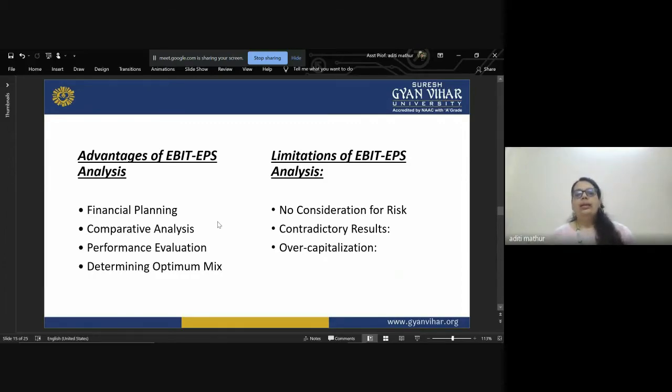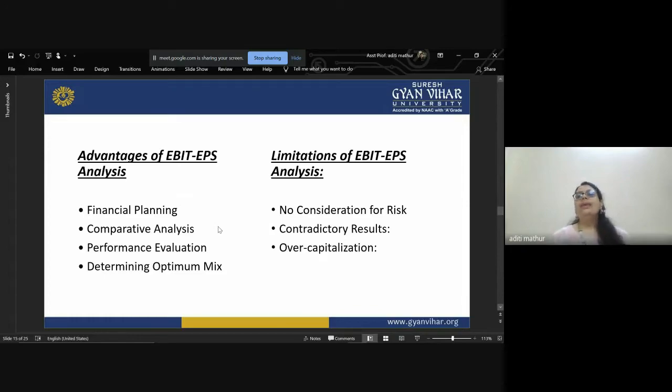Then in the second limitation, we actually contradict our results as well. Many a time there is a situation when you have two plans with the same EPS, right? And then it comes to your indifference level. This is the point at which management has to take a very bold step, because in both the plans the EPS will be the same. The third limitation is overcapitalization. With this approach of EBIT-EPS analysis, you generally overcapitalize your book.